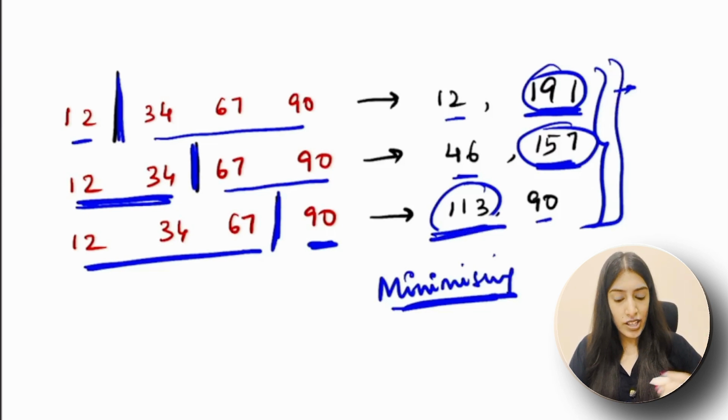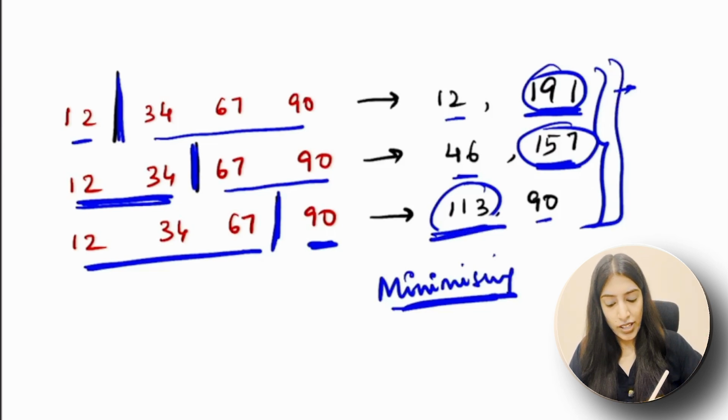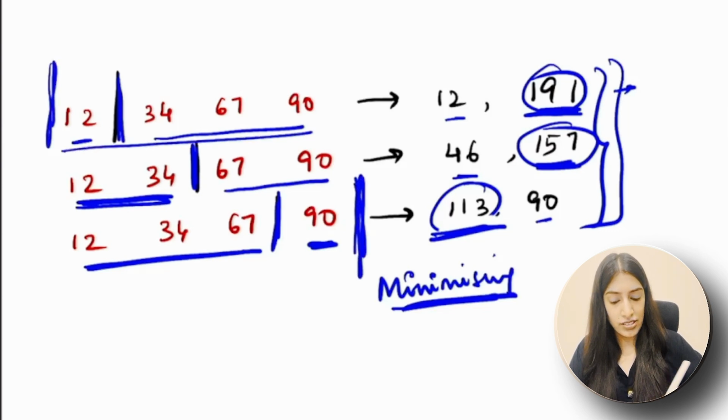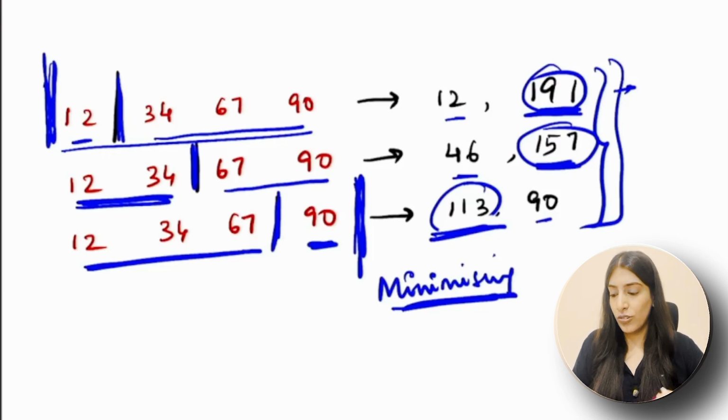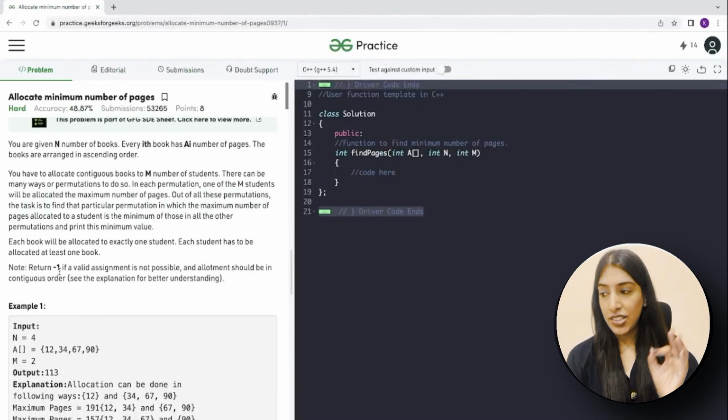Now another doubt that you can have is, why didn't we divide like this, that one student gets no pages and the other student gets all the pages, like this or like this. So why have we not taken these possibilities? For that, let's go back to the question. There are some more conditions given to us.